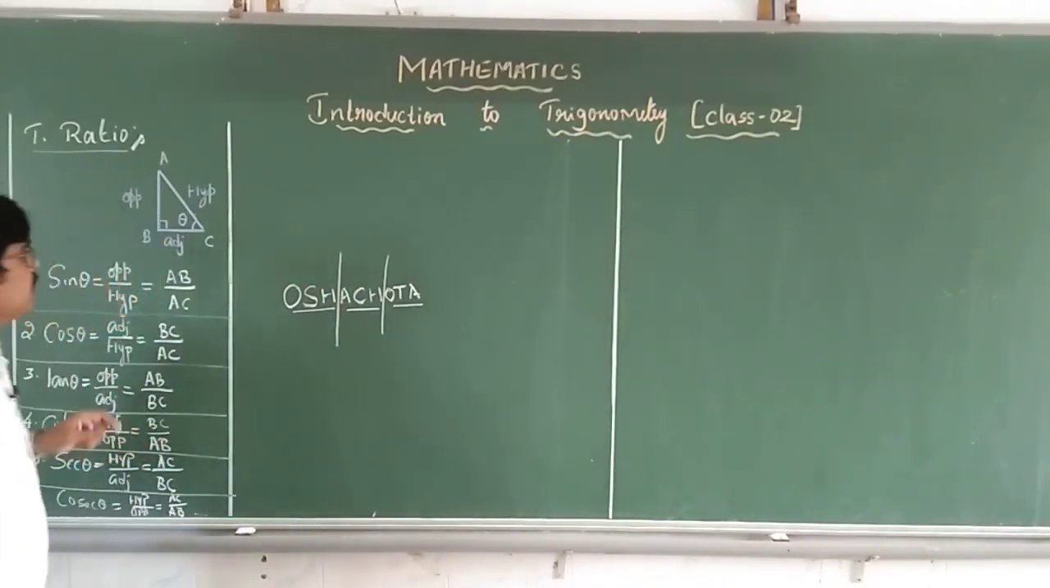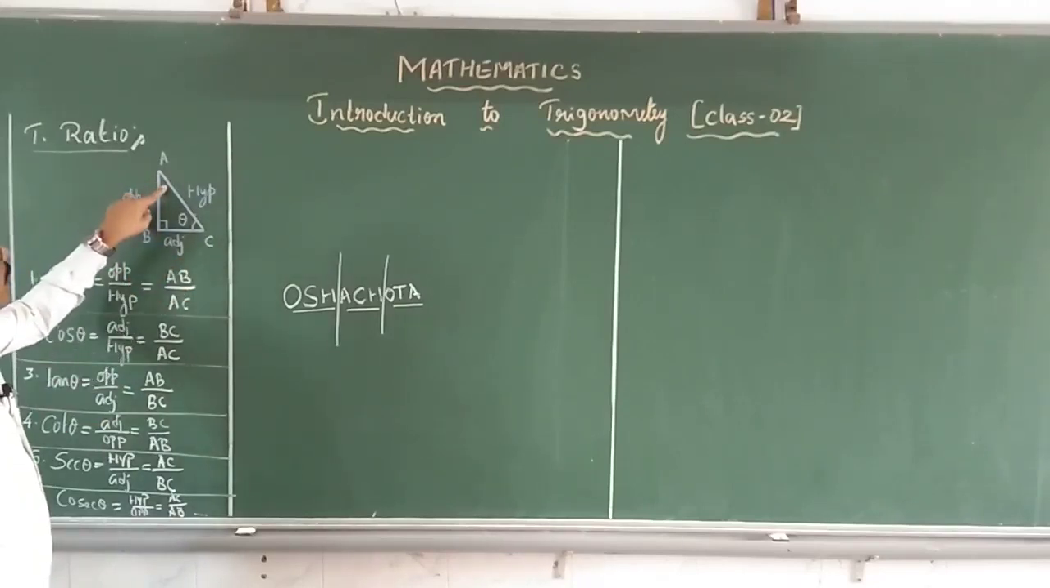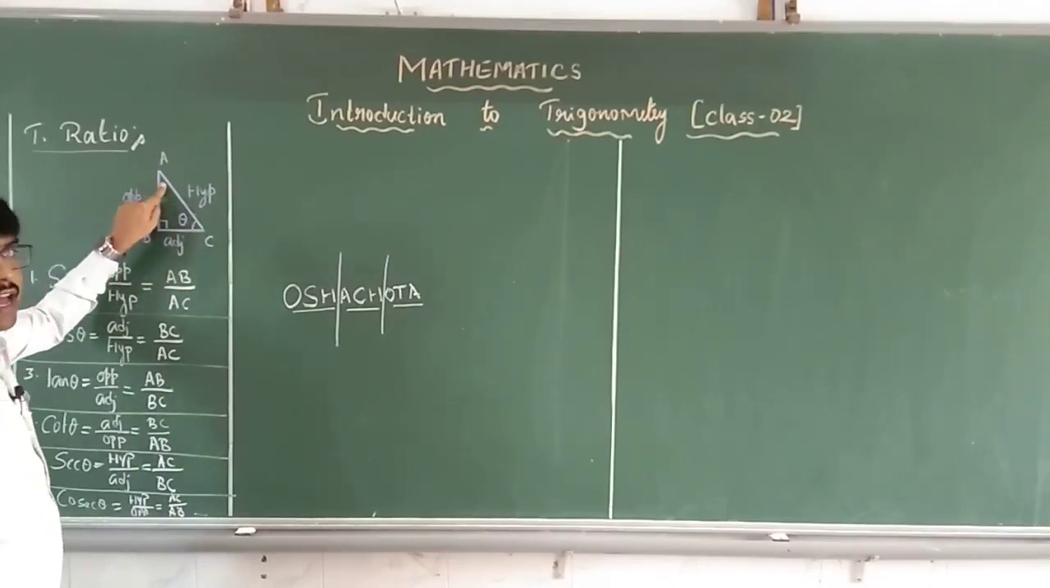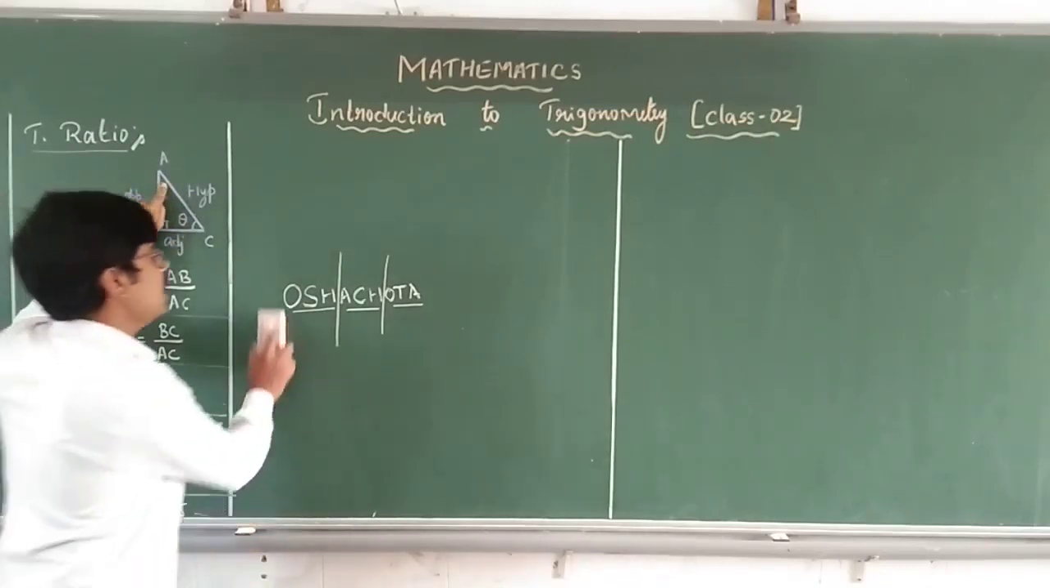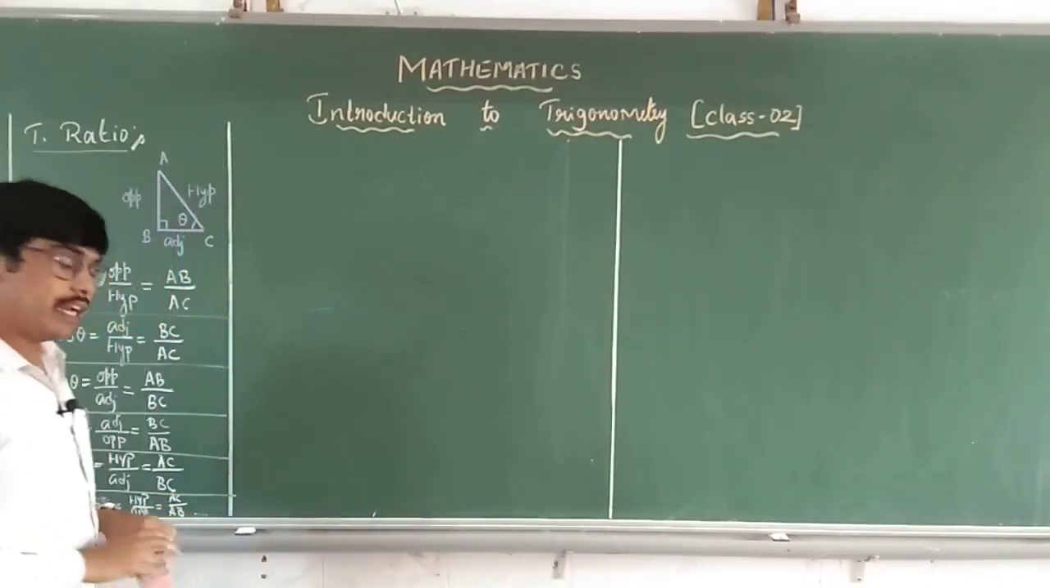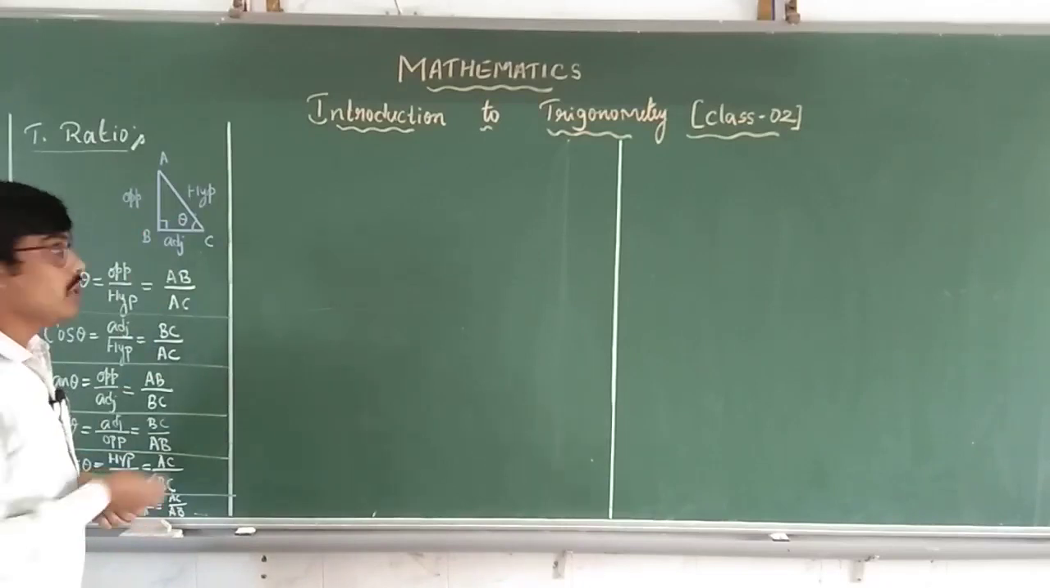Before that, here we defined T ratios for the acute angle C. Is it possible to define for this angle? Because if this is acute, then definitely this is also an acute angle, because the sum of these two is 90. Therefore, if this is some positive number, definitely this is also less than 90. So, we can define trigonometric ratios for this angle also.